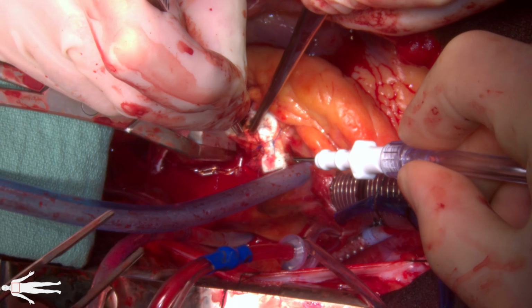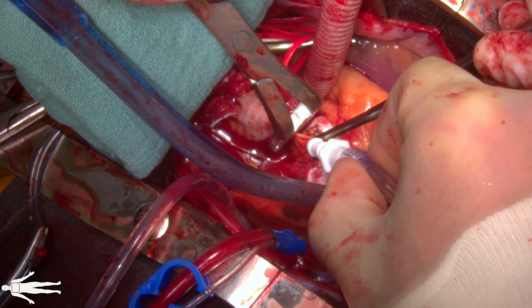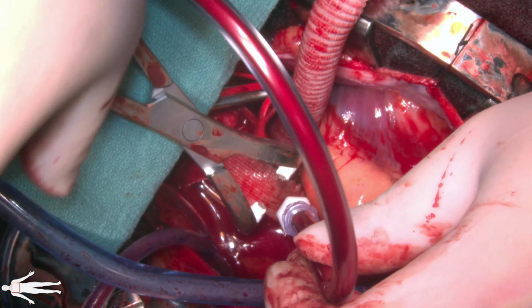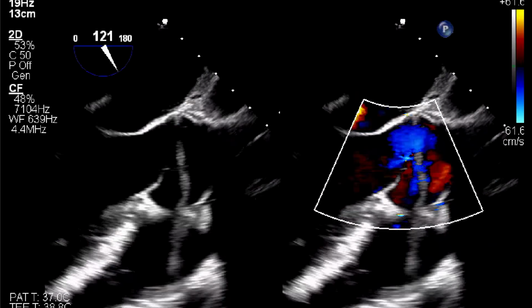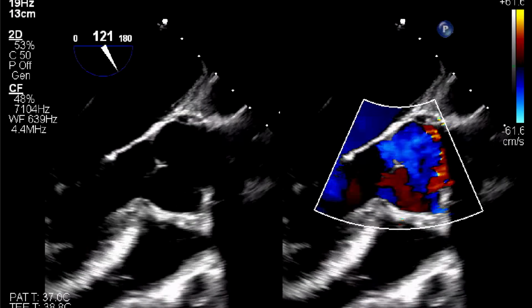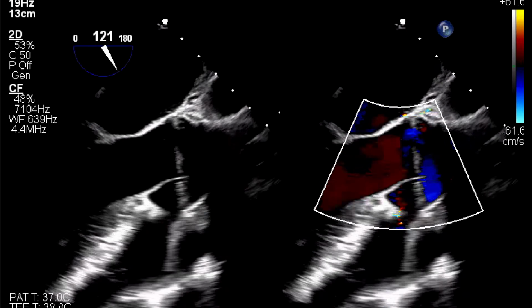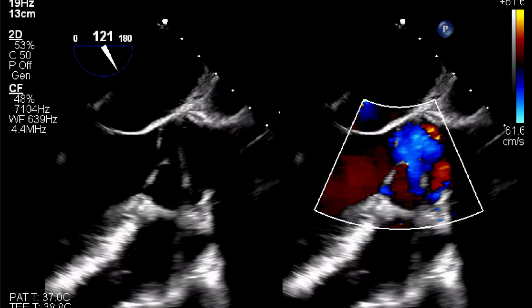A Bengay needle was inserted into the graft to de-air, the aortic cross-clamp was removed, and the heart returned to a normal sinus rhythm. The patient was rewarmed to 36.5 degrees centigrade. Post-cardiopulmonary bypass TEE demonstrated preserved biventricular function with good function of the native aortic valve and no residual aortic insufficiency.